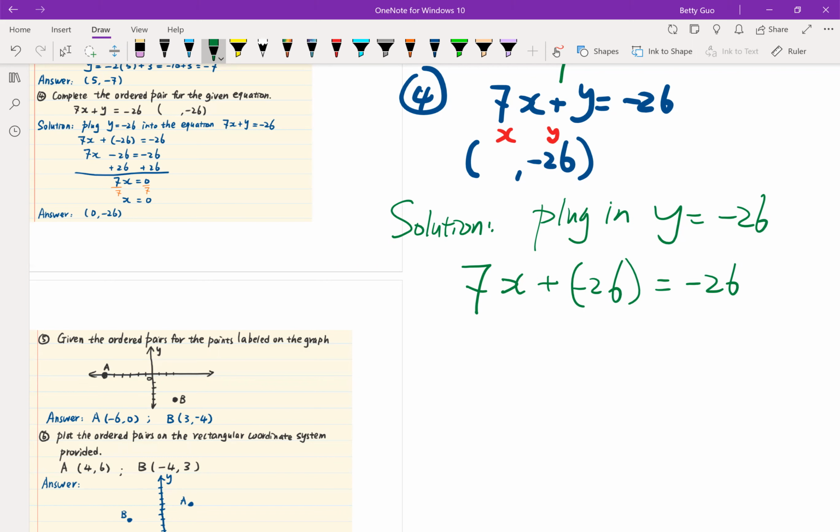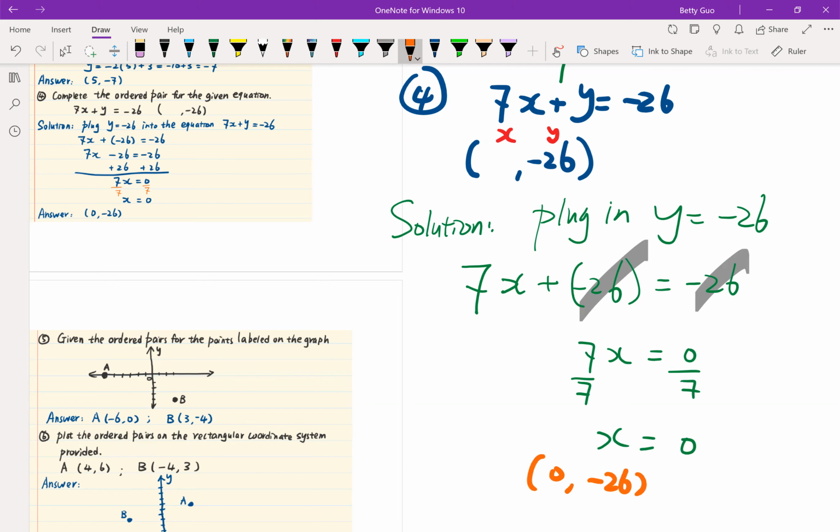What is x? 0? Exactly. As you can see, you have -26 on both sides. If you have the same number on both sides, you can get rid of them at once. Then you have 7x on the left, 0 on the right. You divide both sides by 7. You have x equals 0. So the answer you are looking for is 0 comma -26.